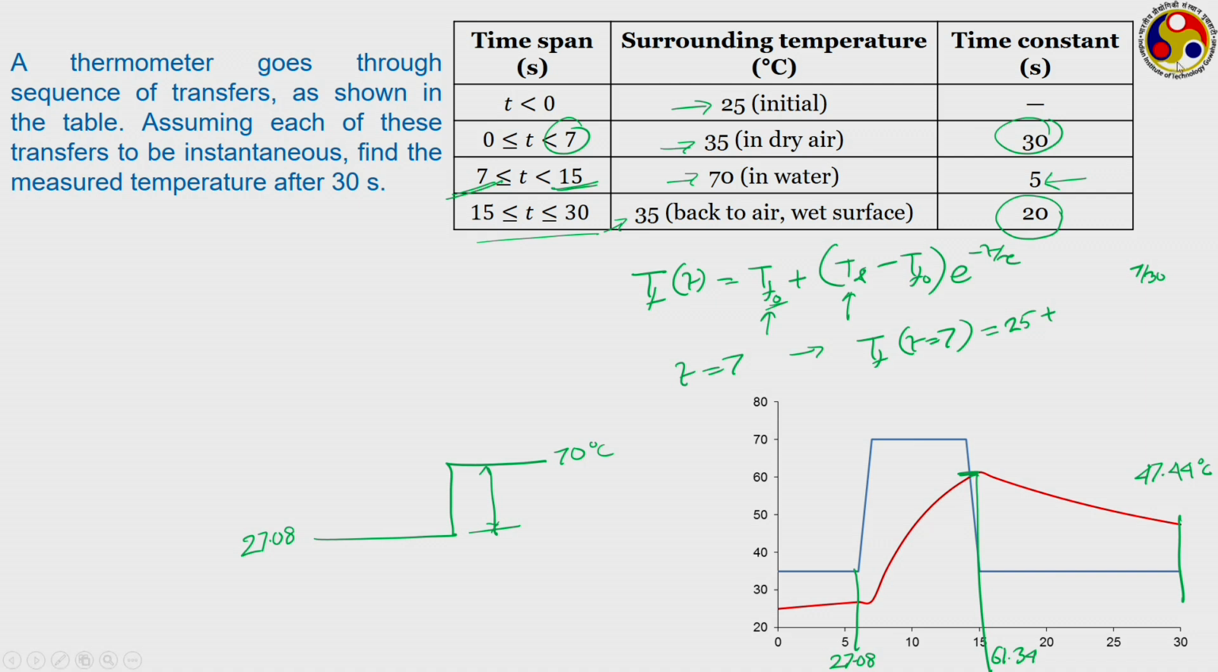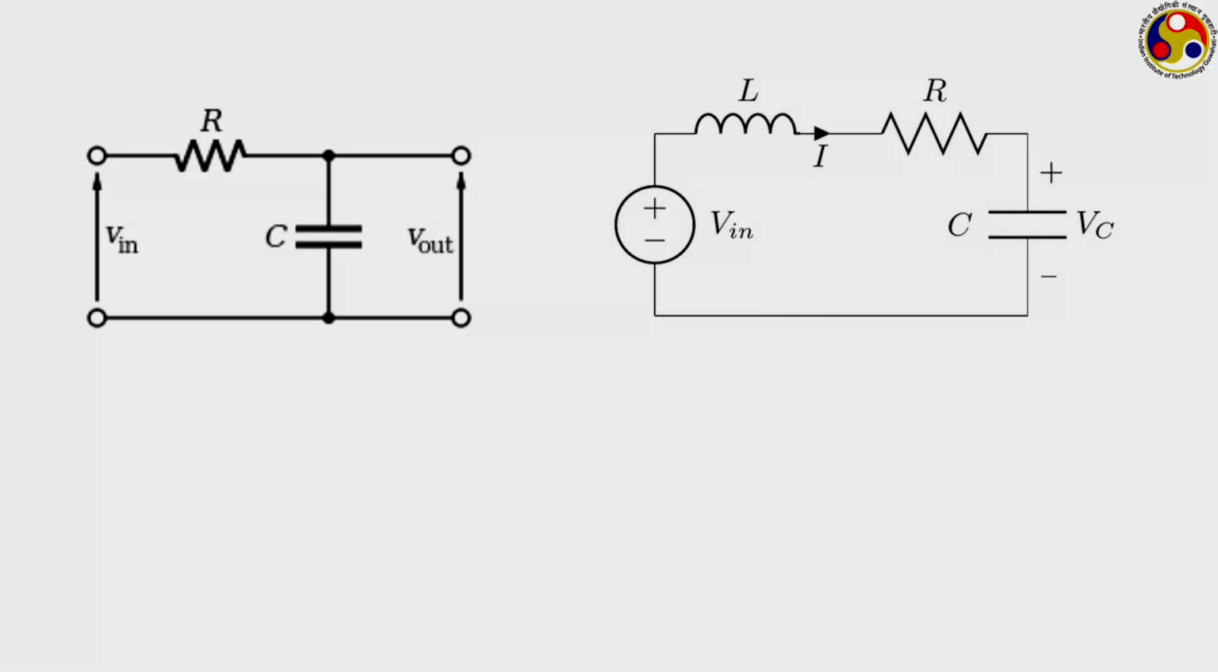So, this takes us towards the end of our discussion on first order systems. Please try to solve similar problems from the books, and you will be able to solve the assignment problems as well. Let us quickly move on to another example of a first order system.